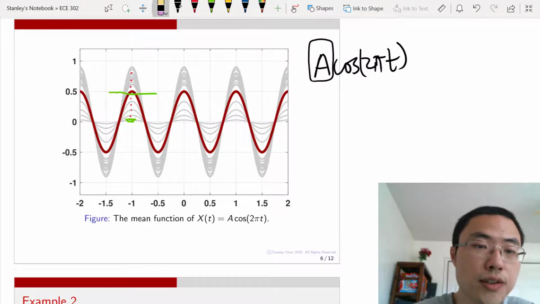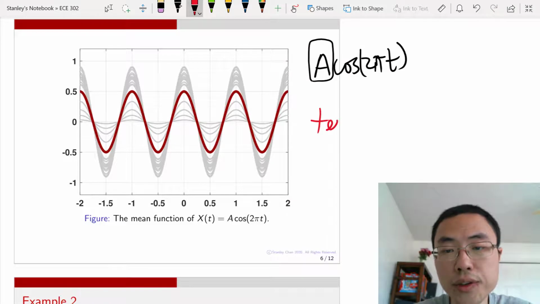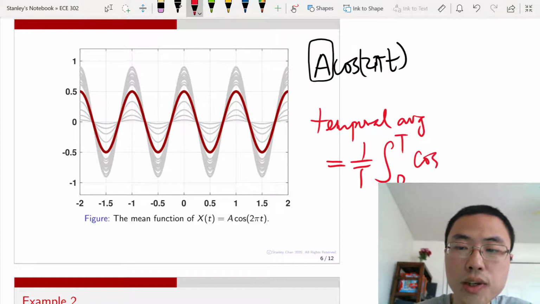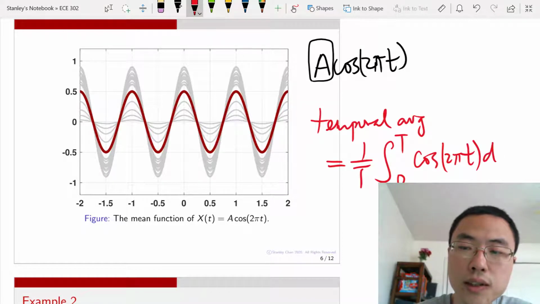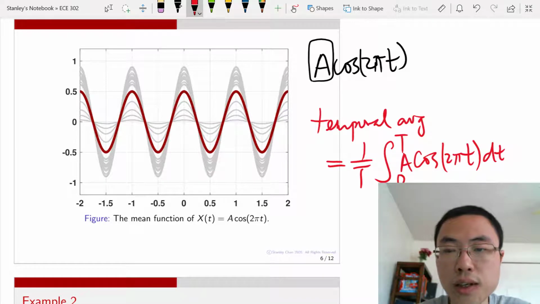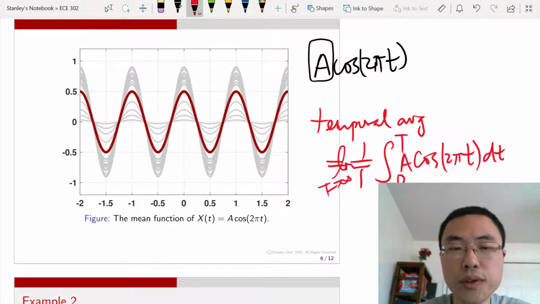Note that this is the statistical average. This is not the temporal average. If you take the temporal average, what you will get is 1 over time t, and then you integrate from 0 to time t, cosine 2 pi t dt, and then you have a constant a here. You ignore the a because it doesn't really matter, and then you integrate over this period of time, and of course this time t has to go to infinity because you have many cycles here.